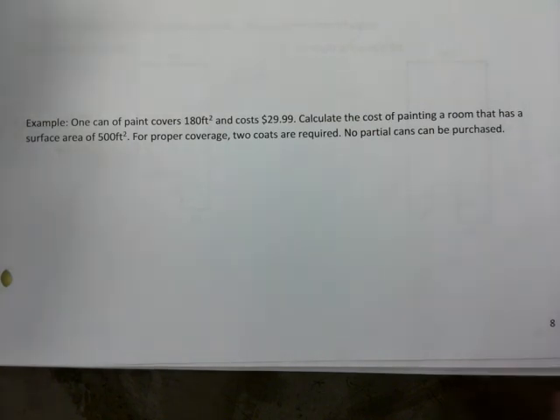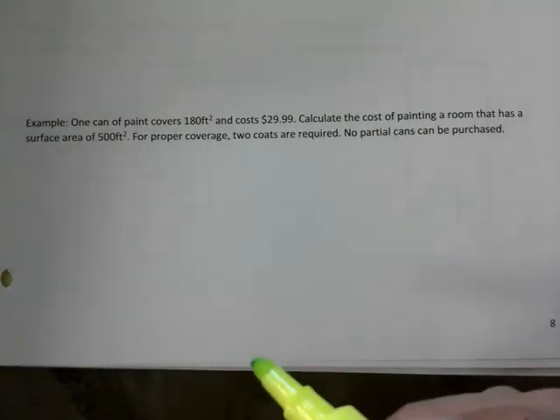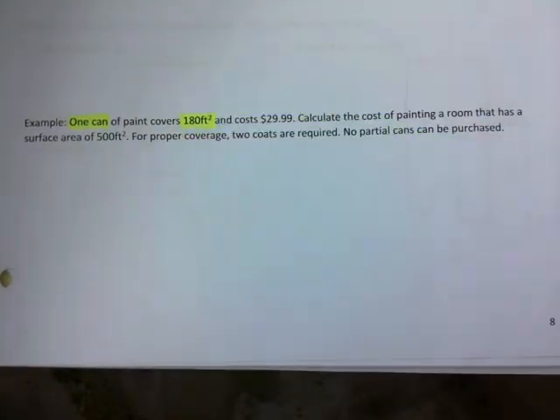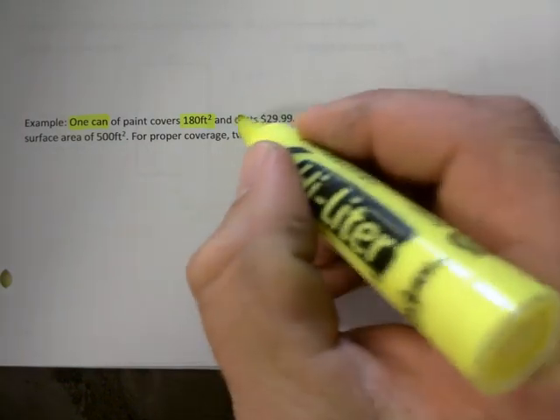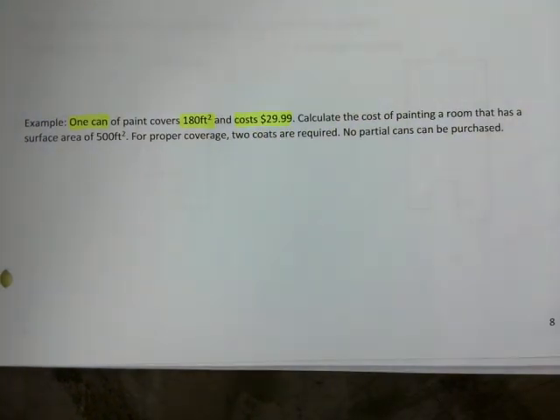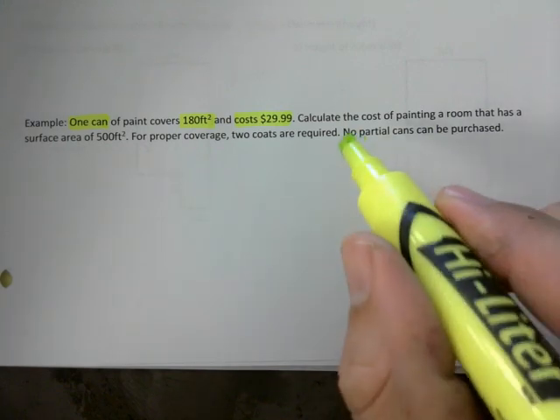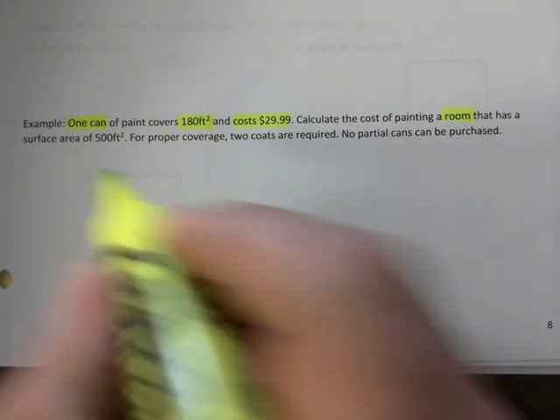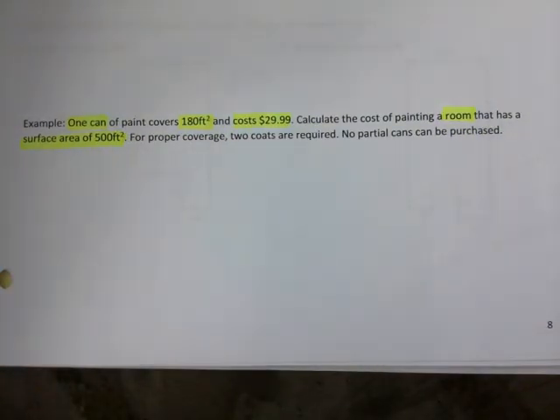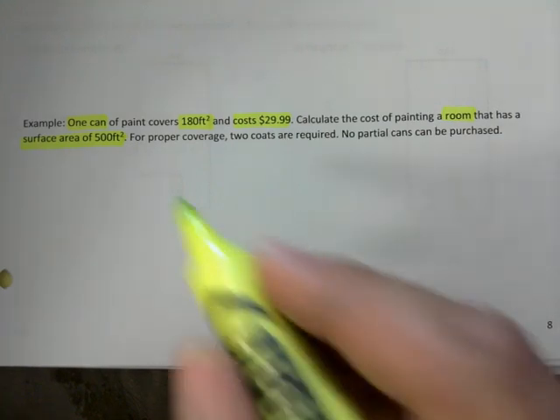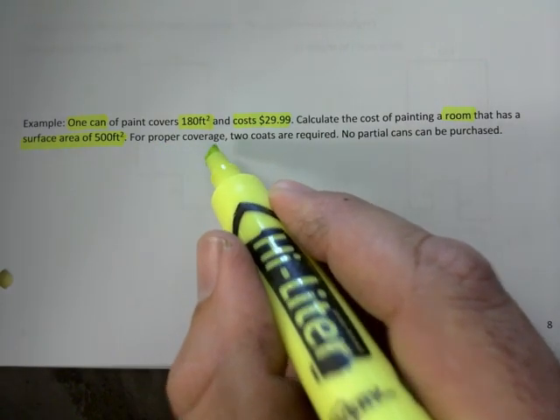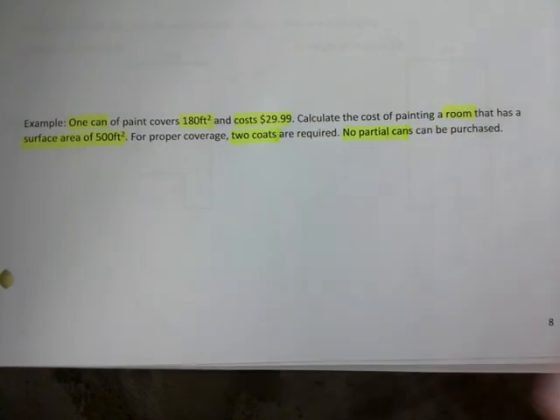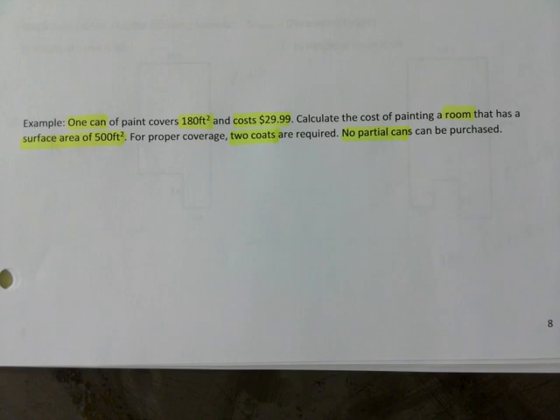Okay. So example: 1 can of paint. 1 can covers 180 square feet, and it costs $29.99. Calculate the cost of painting a room that has a surface area of 500 square feet. For proper coverage, 2 coats are required, and no partial cans can be purchased. How would you do that?